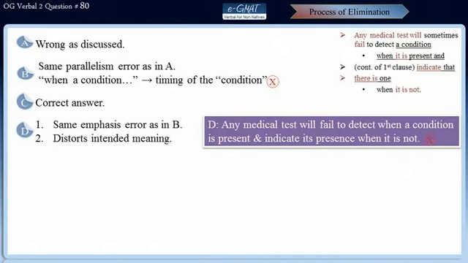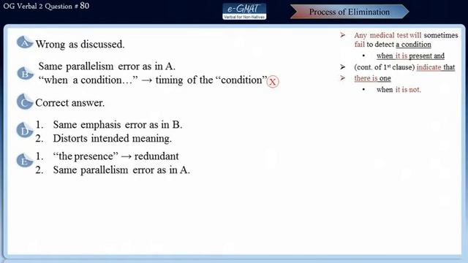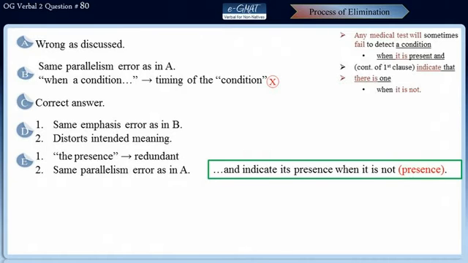Let's take a look at choice E now. In choice E, the presence of the presence is redundant because we have the presence also and we have this phrase when it is there also. So that makes the presence of the presence redundant in the sentence. Also, this choice repeats the same parallelism error as in choice A, because it says that indicates its presence, and we certainly cannot say when it is not presence. So this leads to the parallelism error in this sentence, and hence choice E is incorrect.